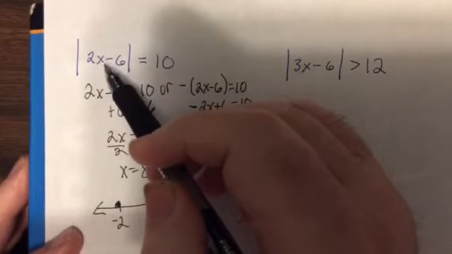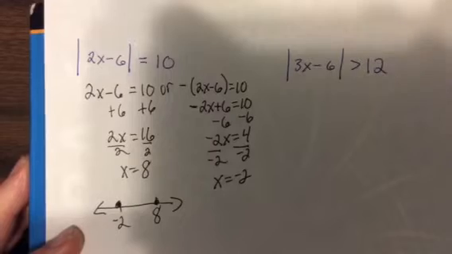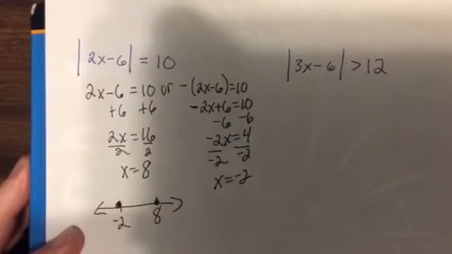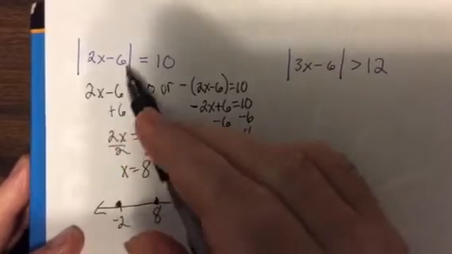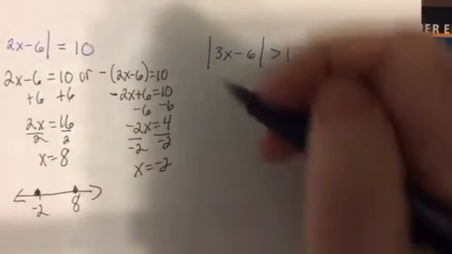8. 2 times 8 is 16. Minus 6 is 10. Absolute value of 10 is 10. Then negative 2 times 2 is negative 4. Minus 6 is negative 10. Absolute value is 10. So, okay, this one.